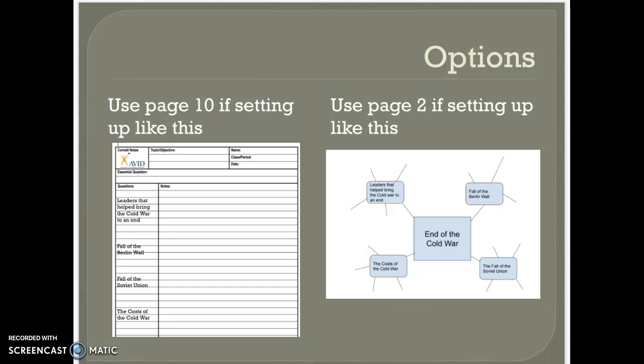It might look like this. If you use page 10, you'll put those 4 headings as you come to them on the left side, and then you'll put the notes on the right. Or if you're using page 2, you could set it up like you see here, end of the Cold War in the middle, and then those 4 headings: leaders, the fall of the Berlin Wall, fall of the Soviet Union, and the costs, and then you'd put the extra information from the notes around the spokes, if that's the way you like to do so.